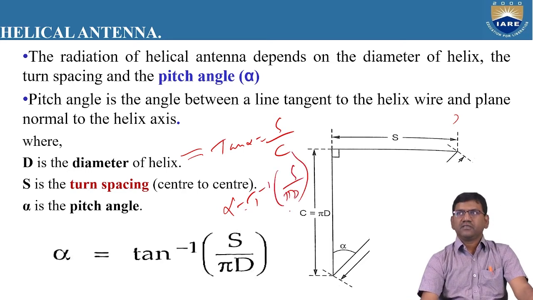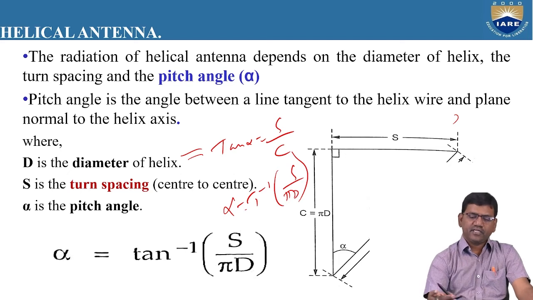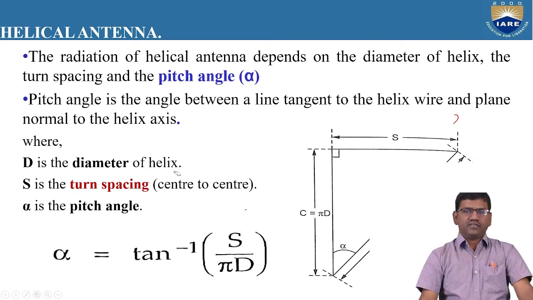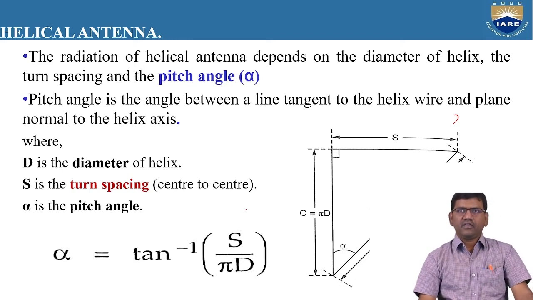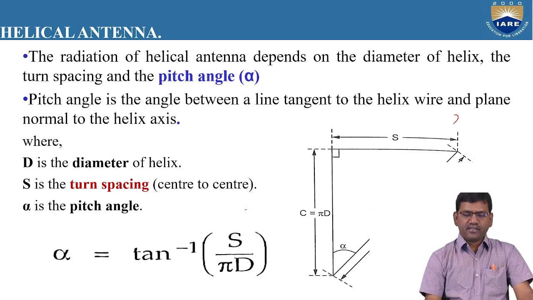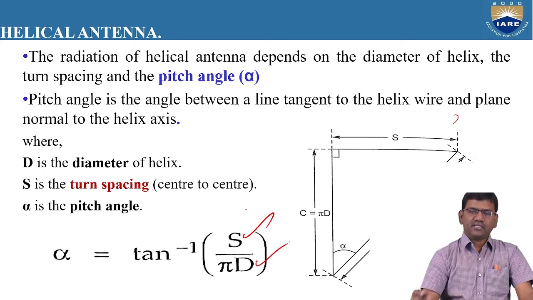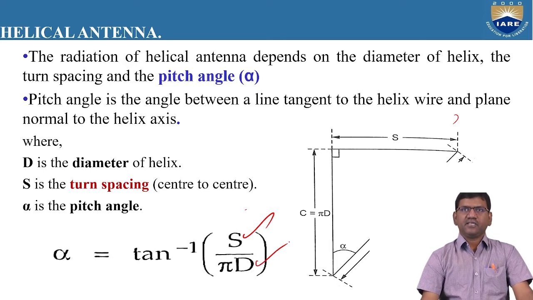So alpha is equal to tan inverse of S by pi d. We can write this from the figure. If you want to find the value of alpha, it depends upon the turn spacing and the diameter. The pitch angle is the angle between the line tangent to the helix wire and the plane normal to the helix axis.